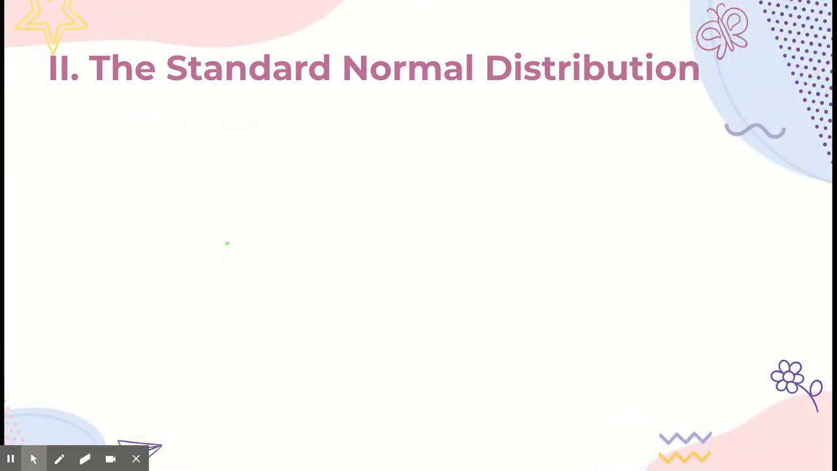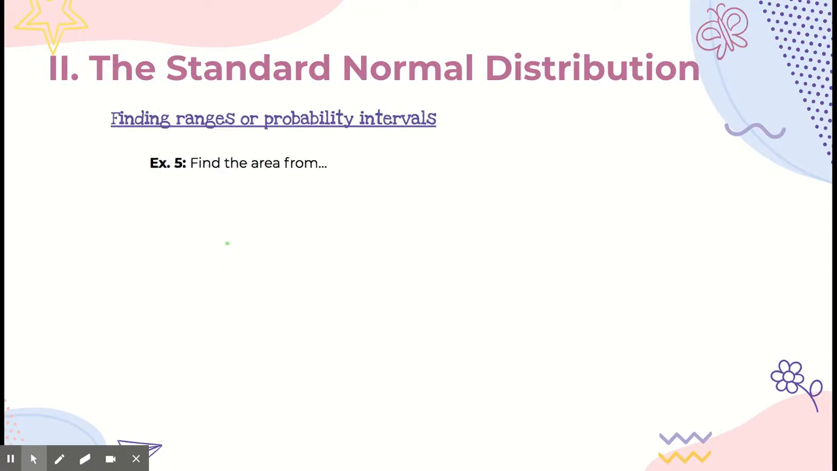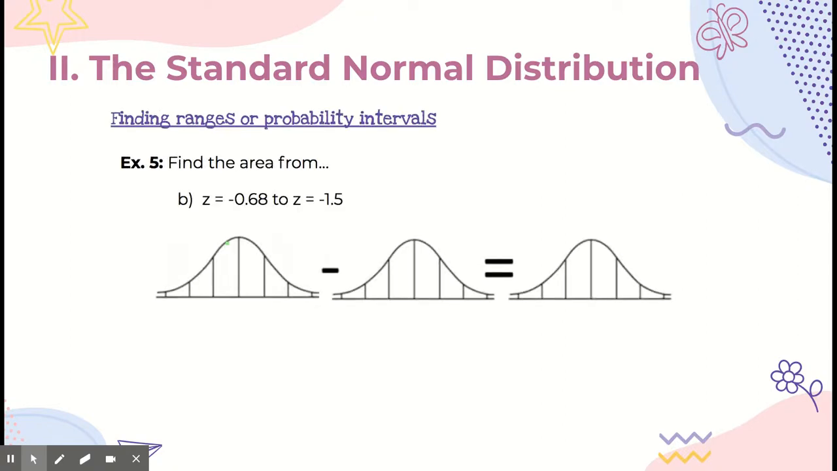All right, let's look at that again. So let's say that we want to find the area from negative 0.68 to negative 1.5. Okay, so from left to right, negative 0.68 is actually the greater area. Okay, and then negative 1.5, that's actually the smaller area. And then that interval in between them, when we subtract, is going to be negative 1.5 less than z less than negative 0.68.